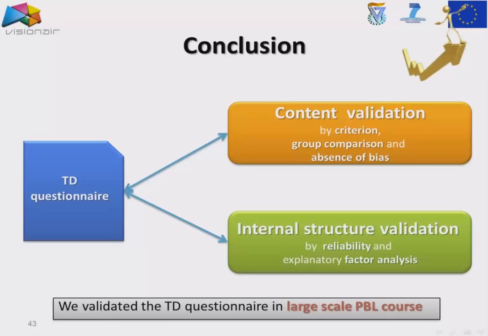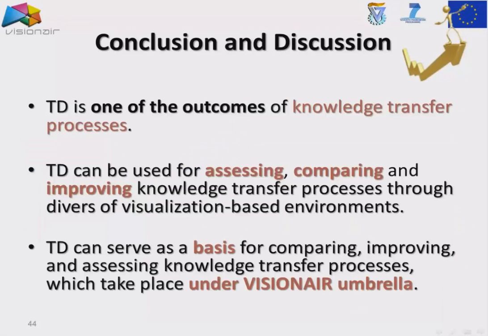We had content validity and internal structure validity by several measurements. You can see that transactional distance is one of the outcomes of the knowledge transferring process, and it can be used for assessing, for comparing, and even for improving this process of transferring knowledge through diverse visualization-based environments. And we think transactional distance can serve as a basis for comparing, improving, and assessing the knowledge transfer process, even with those processes which take place under the Visionair umbrella.